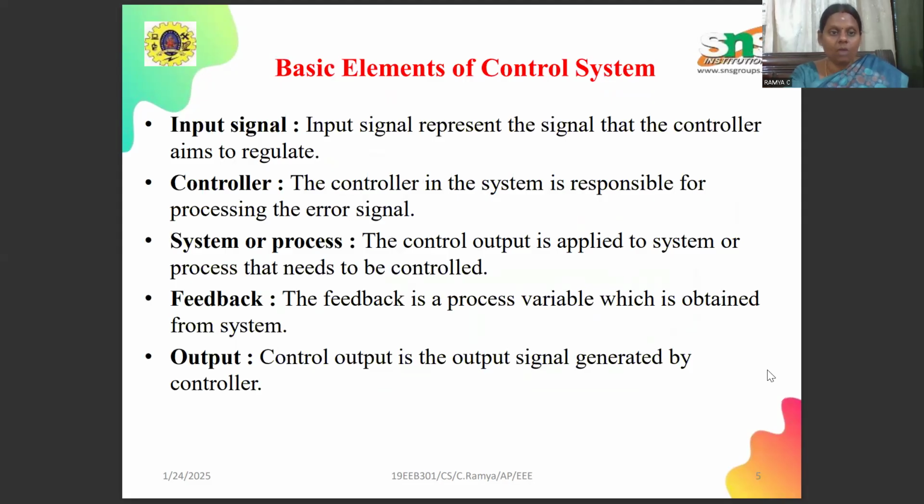As we discussed, now let me explain in single statements. The input signal represents the signal which is controlled and which aims to regulate the signals. Then we have a controller, which processes the error signal and produces the controlled signal. Then we have a plant, which we are mentioning here as a system. The controlled input is applied to the system, and that process needs to be controlled. Then we have feedback, which is the signal obtained from the system. Then we have the output, the controlled output, which is the output signal generated from the system.